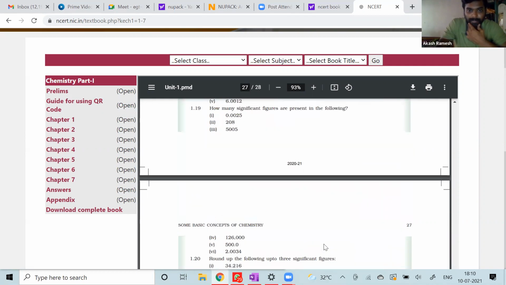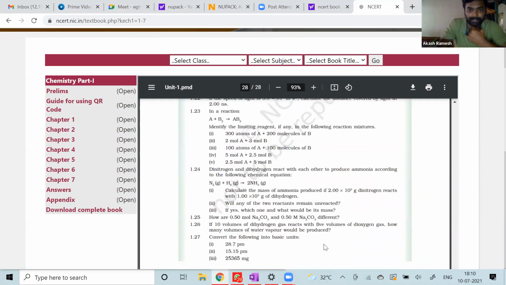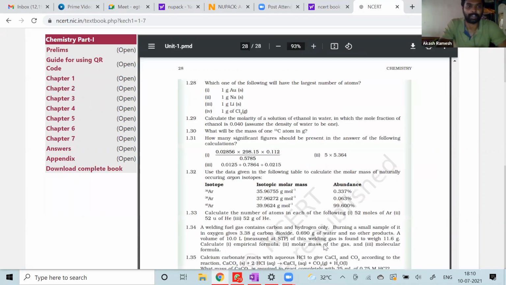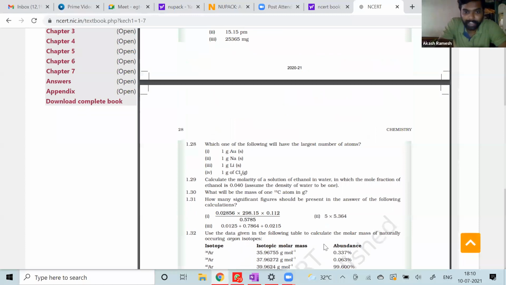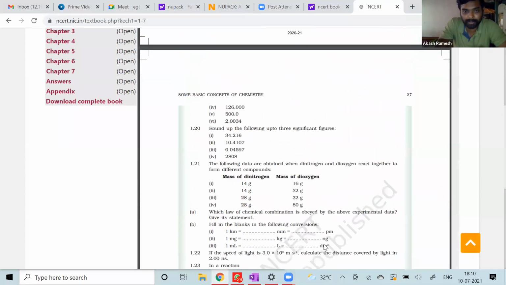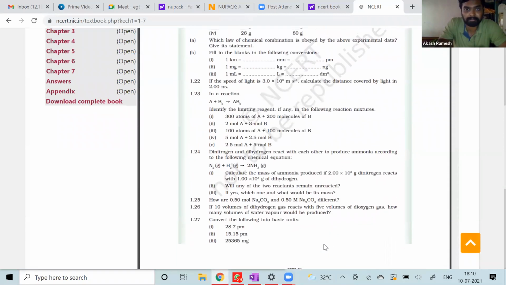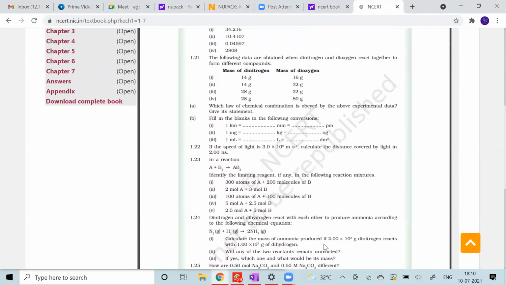Oh, that's it. You don't have titrations. Great. Why did I teach you? But do they have any questions like that at least? I don't think so. Yeah, they don't have.